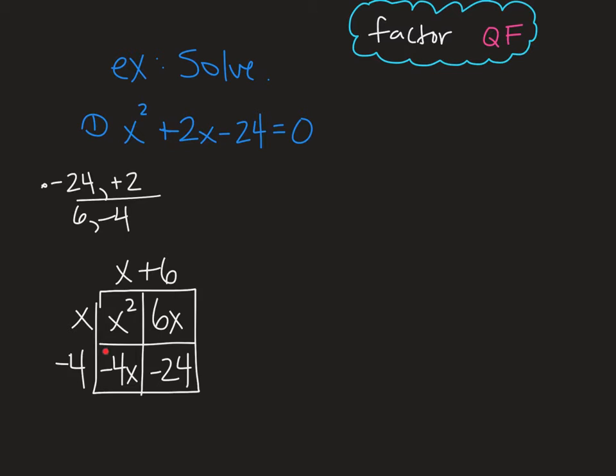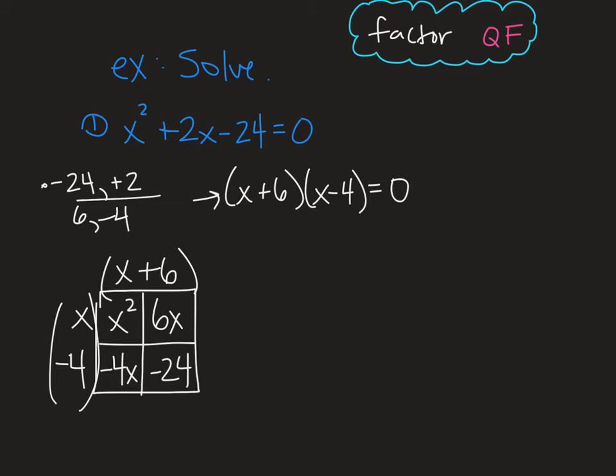Since the first box that we're looking at is negative, that gives us our answer. This is one factor, and then this is the other factor. So we are going to write it as (x + 6)(x - 4) = 0. Now, does that look familiar? Yeah, 6 and negative 4 were the two numbers that we originally chose.